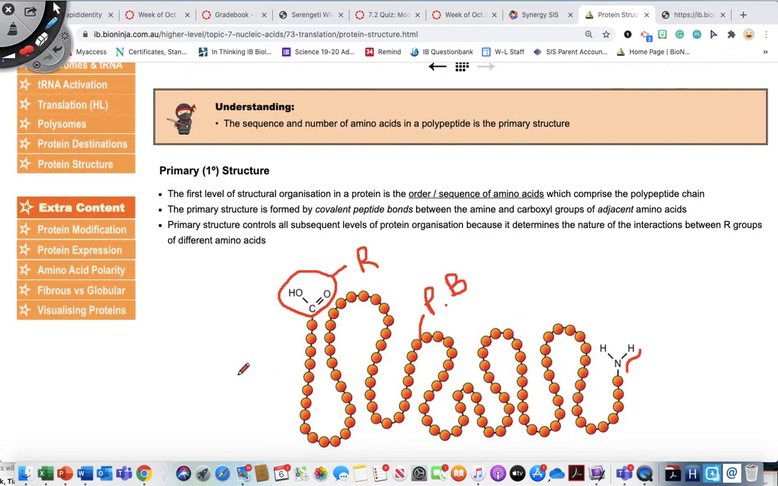And this is going to be important because even though it has no functionality, that's something important to remember about primary structure, it has no functionality, it's actually going to determine the other subsequent levels of protein structure. Okay?